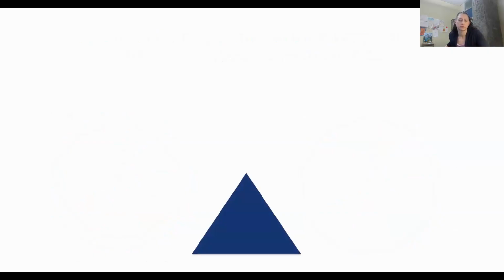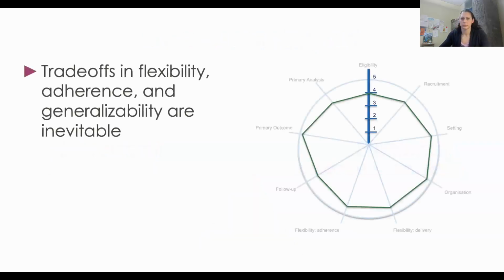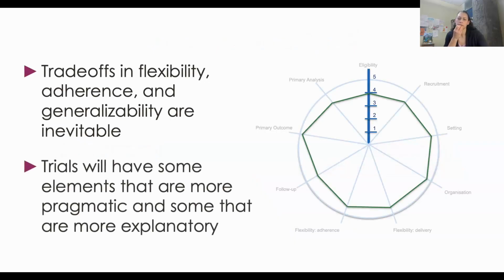And the real takeaway here is that it's a total balancing act. So you want your results to be really relevant to real-world decision-making. You'll probably be trading off some efficiency. Trade-offs abound. They abound everywhere, and we make those trade-offs in the context of the question we're answering. And with all of these embedded pragmatic trials, some have elements that are more pragmatic and some have elements that are more explanatory, and that just speaks to the underlying question.